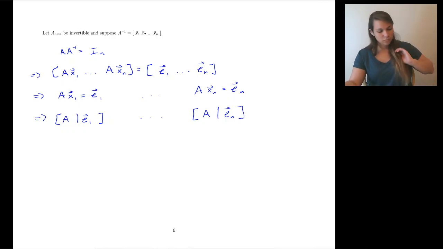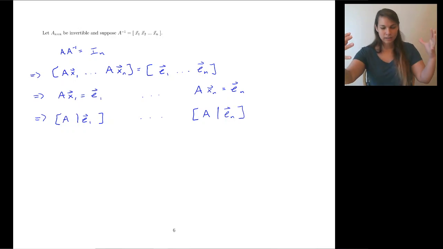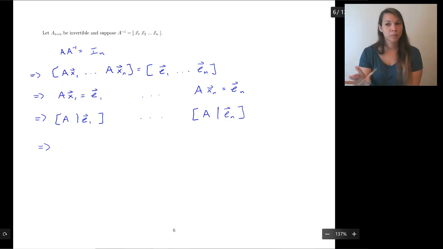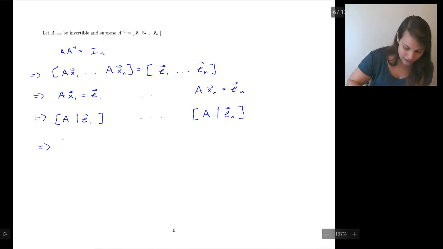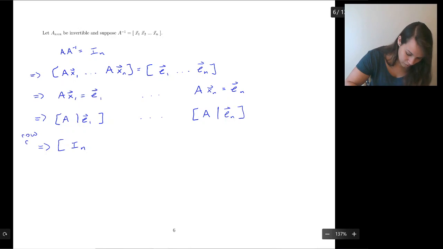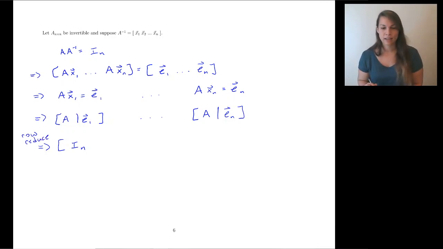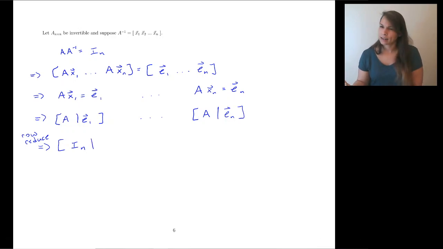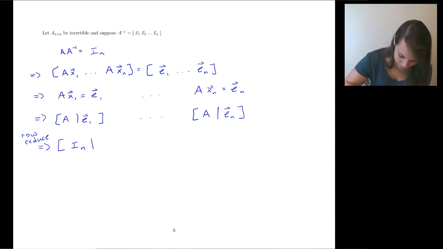Well, in order to solve them, we're going to get A into reduced echelon form, which, since it's invertible, we know that theorem's coming back to us. It's going to row reduce. So we're going to do some row reduction, and that's going to give us the identity matrix for A. But what does that give us on the right? Well, hopefully it gives us the inverse, right? We're looking for the inverse.